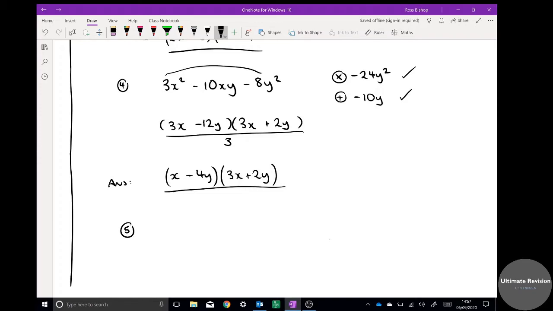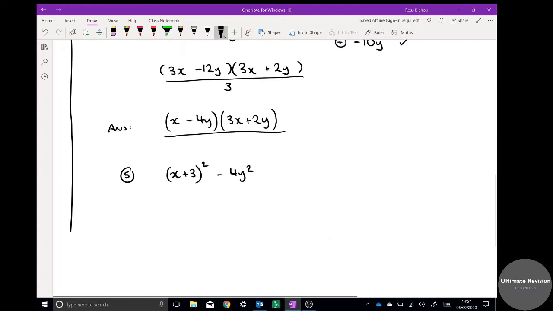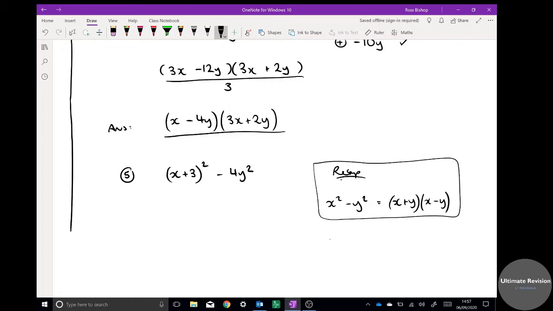Right, the final type of factorising is a difference of two squares. You will have seen this before, but this is a slightly harder advancement of that. Just as a recap, if you've got x squared minus y squared, that will factorise to x plus y, x minus y. Just as a review. So we're going to take that principle over here.